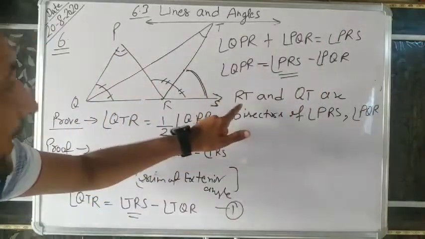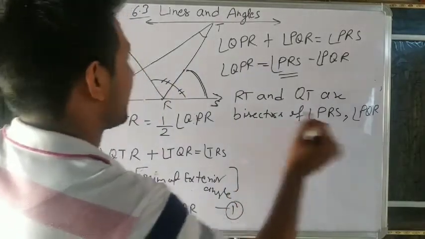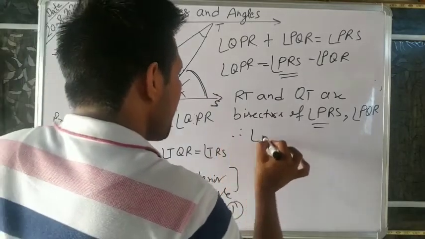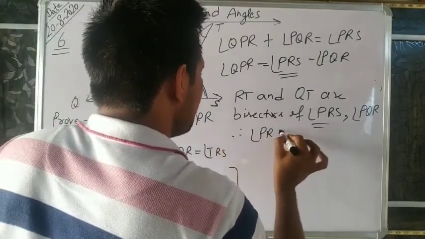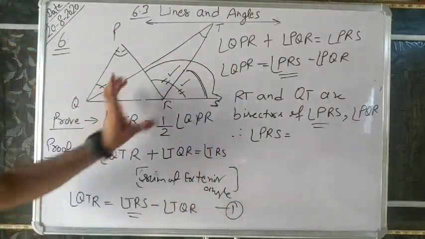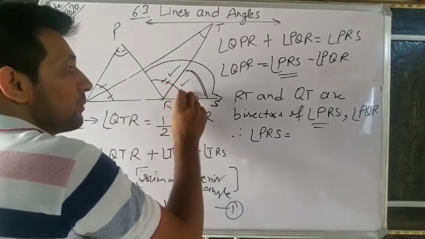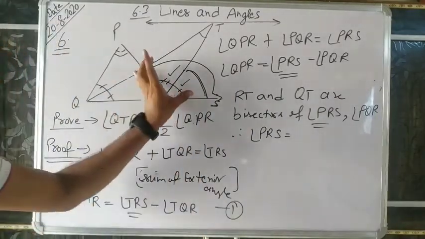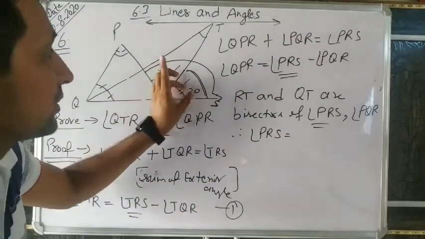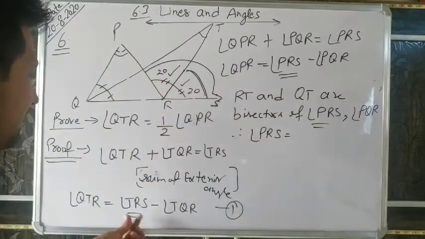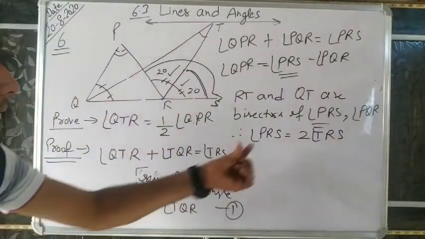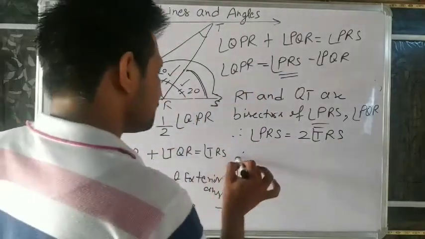If RT is the bisector of angle PRS, it means this angle is equal to this one. So what can we write? The total angle PRS is equal to 2 times this small angle and 2 times this one. If the total is 40, then each is 20. So PRS is 2 times TRS.